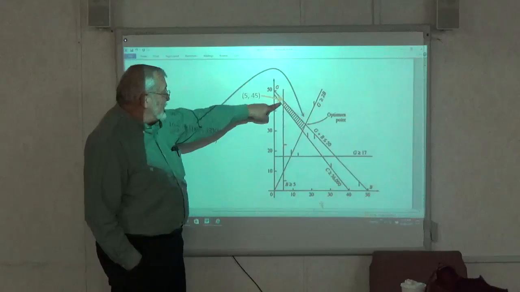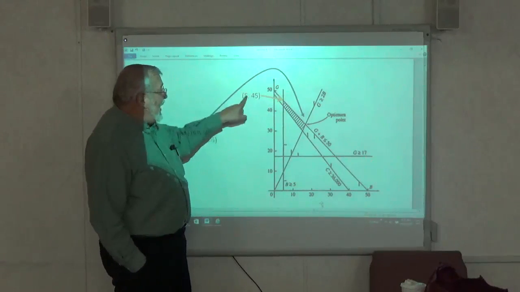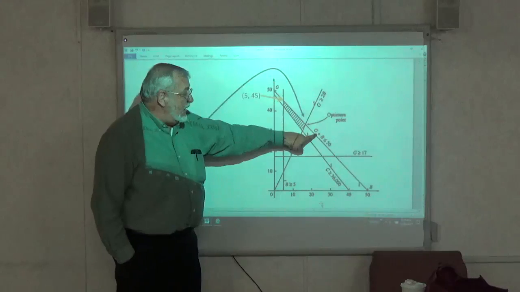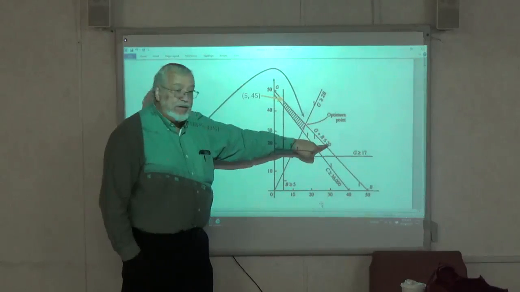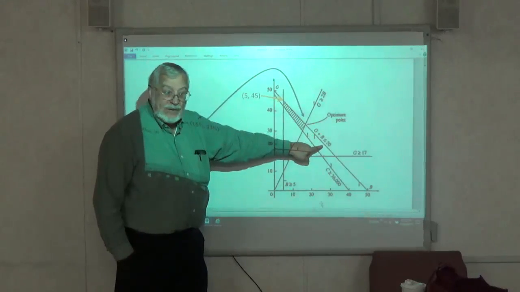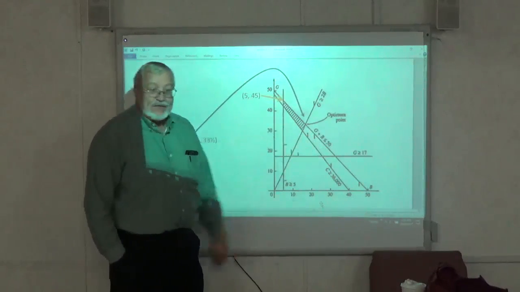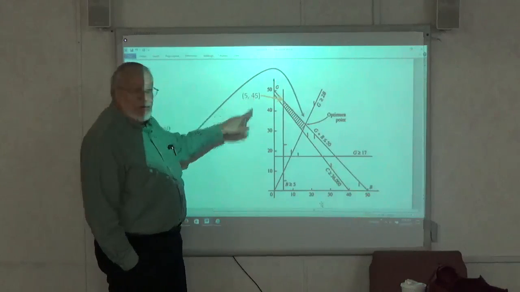Now, here's my question. This point right here has the B of 5. Look at the line. It says G plus B is equal to 50. Well, if B is 5, what's the G? If G plus 5 is 50, 45. So that makes that point 545.